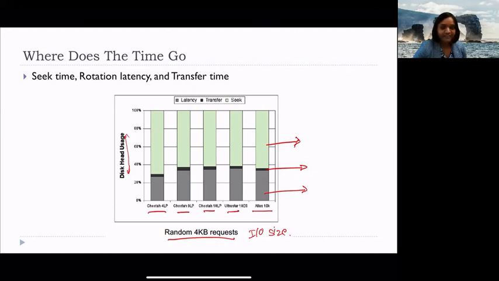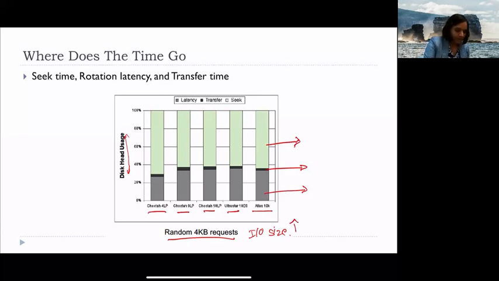Now, as you know, discussion topics pop up within our lectures, right? Time for our discussion topic for this module. What you would be writing your discussion post on is what you anticipate, or what you think, about the trend that you would see between seek time, rotation latency, and transfer time when we increase this IO size.